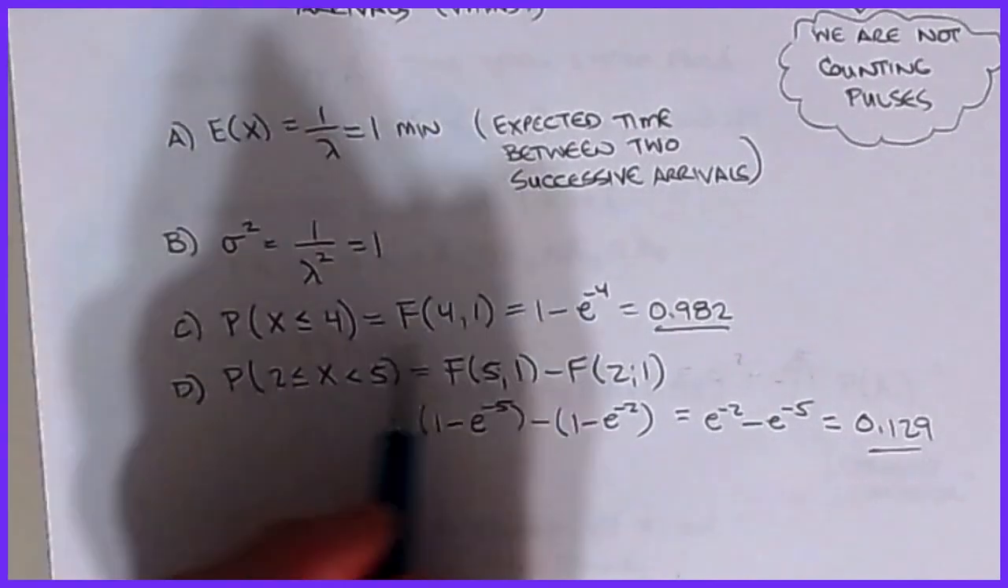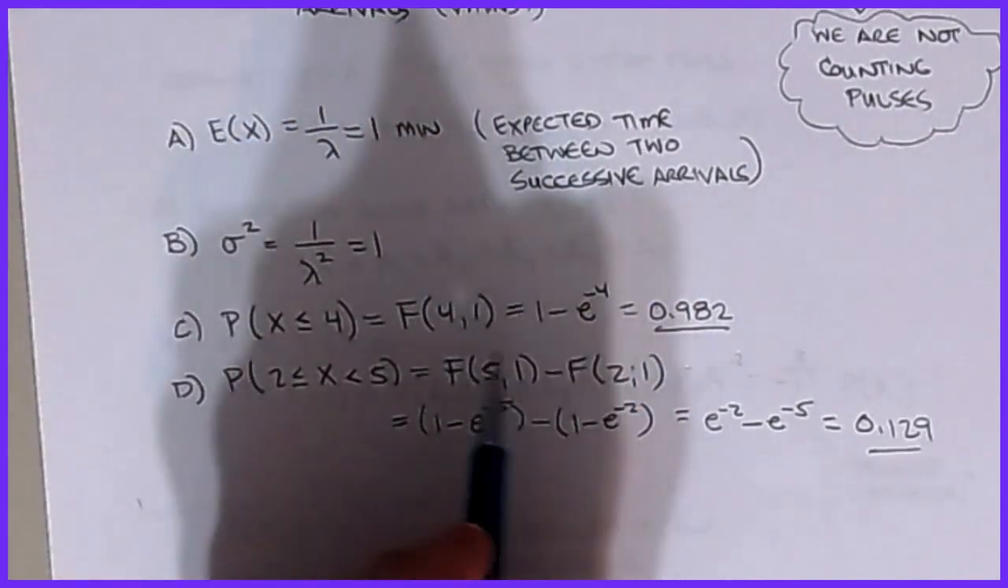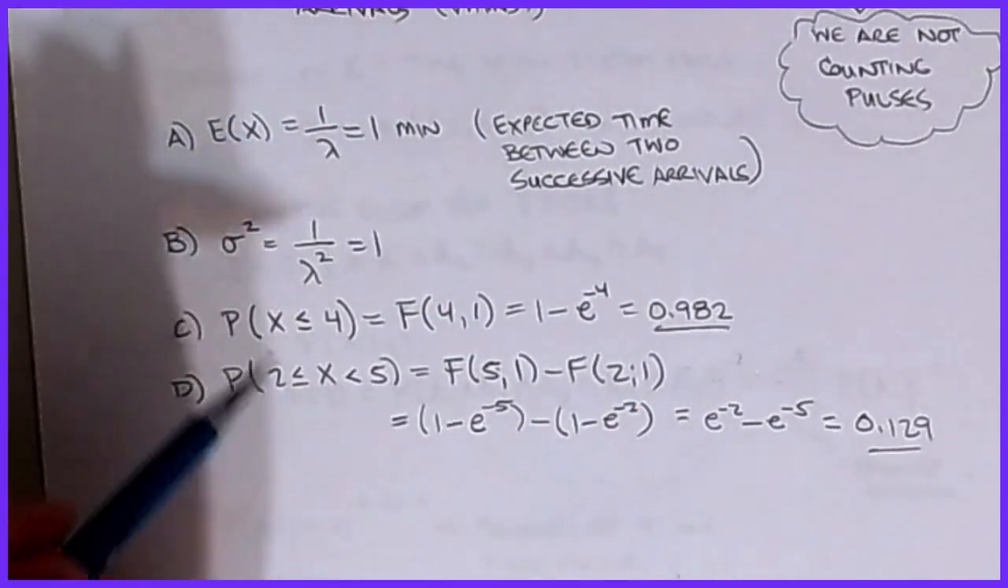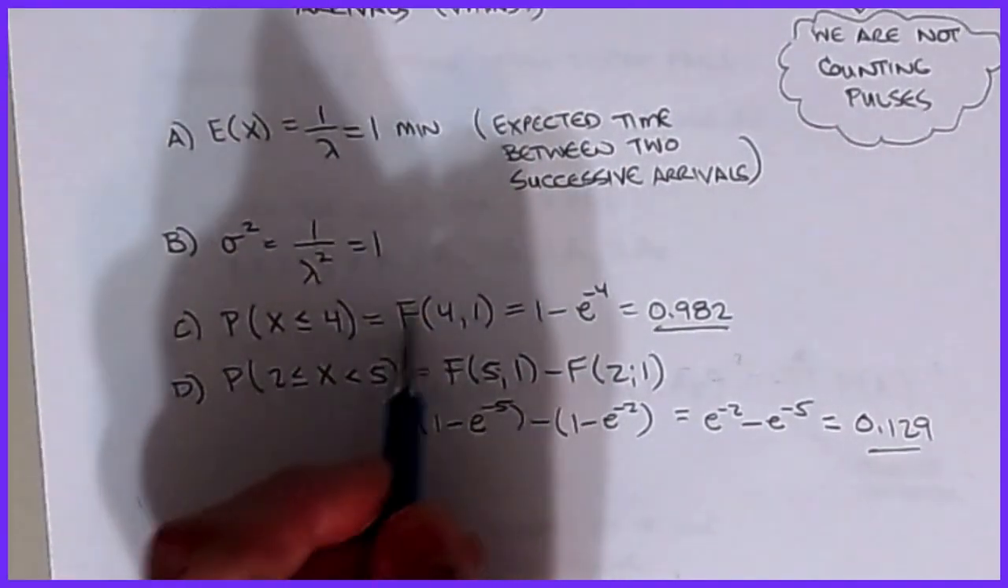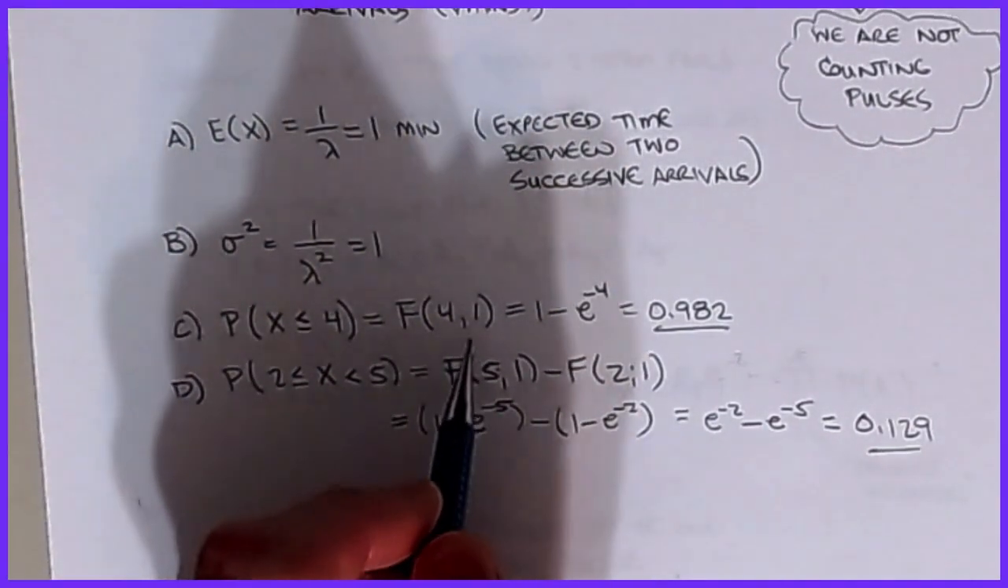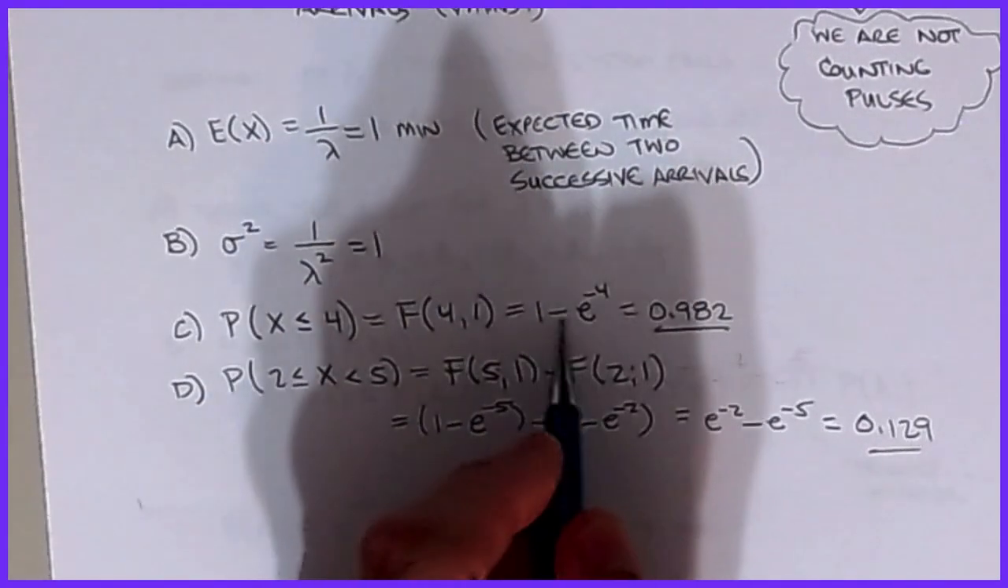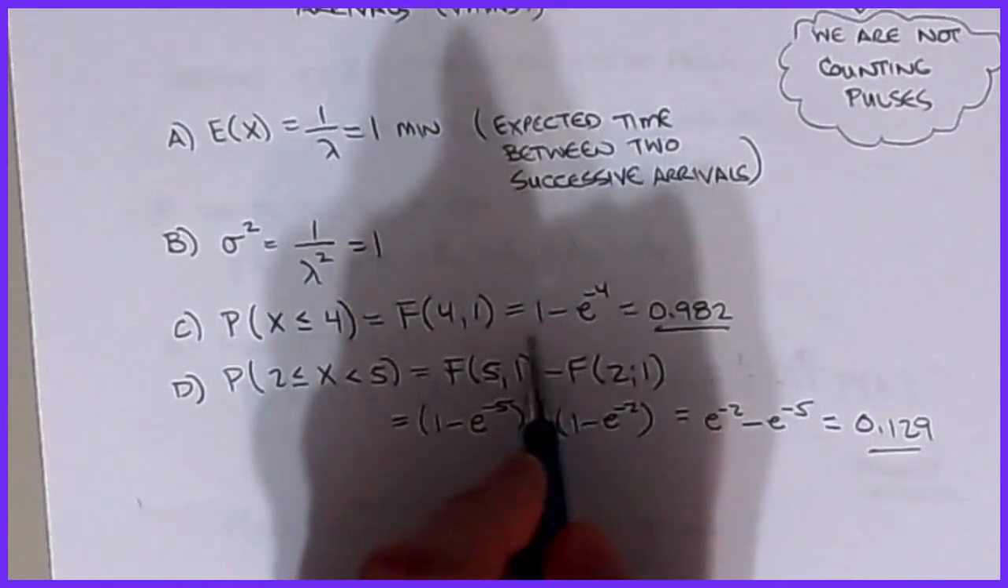Then I can play the probability games we've played in previous videos, where I take the probability that x is less than or equal to 4 minutes as the cumulative of 4 with a lambda parameter of 1. And so 1 minus e to the minus 4 power is that equation.